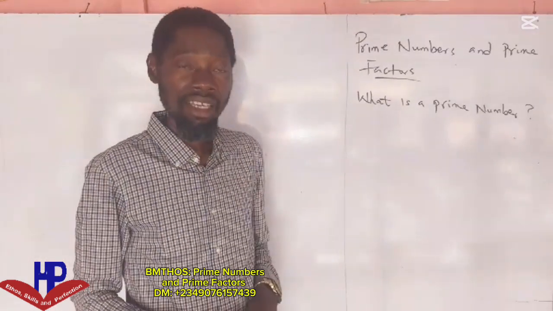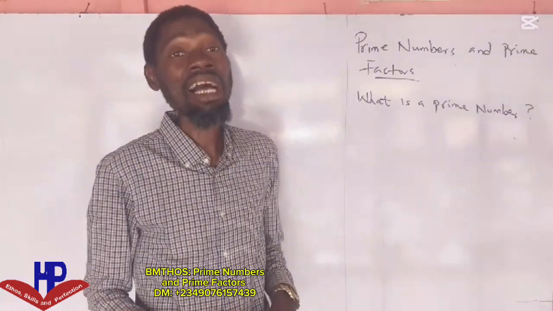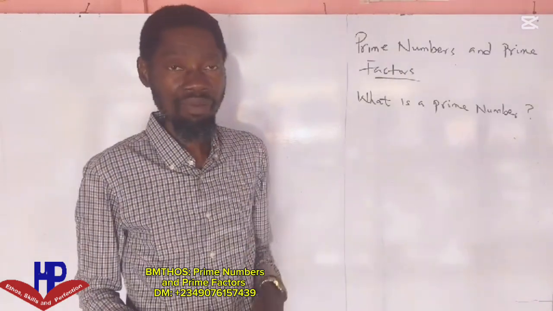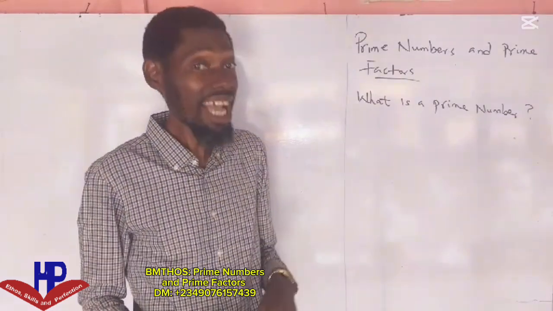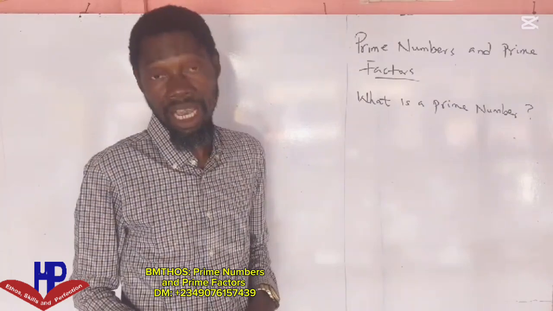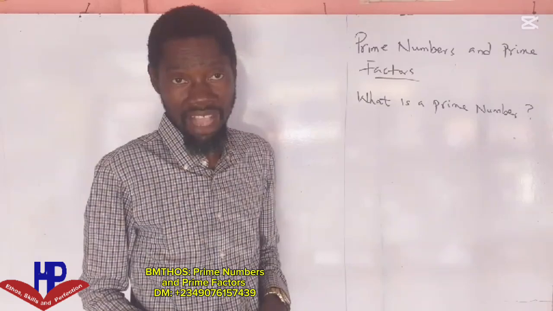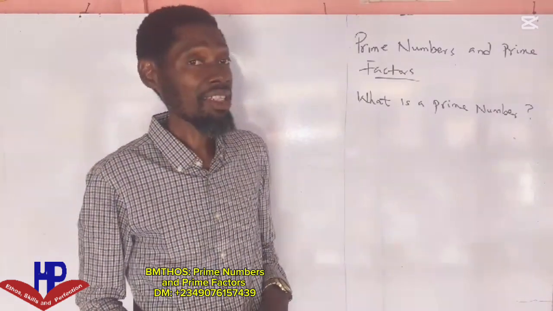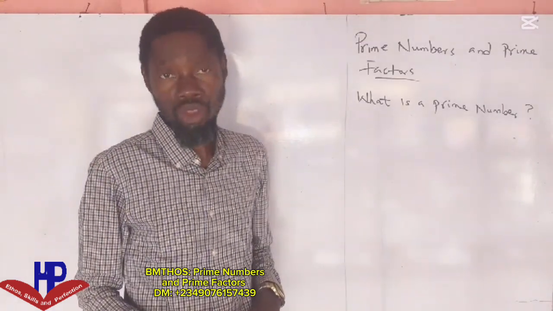A prime number is a number that has 1 and itself as the only possible divisors. Yes, they are called prime numbers. Numbers that have 1 and itself as the only possible divisors are referred to as prime numbers.